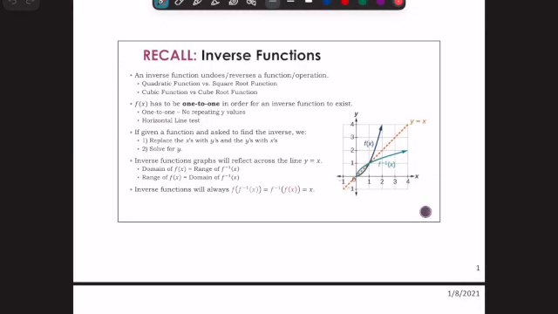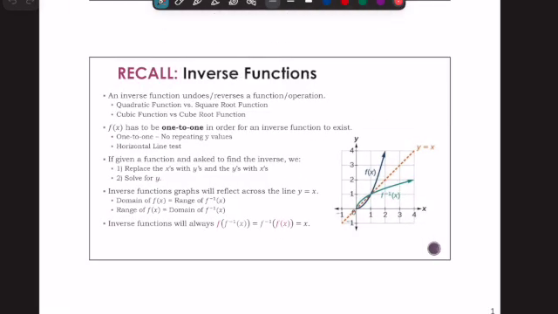So here goes nothing. A couple things to recall. Inverse functions are operations that undo the other one. Anytime you're solving an equation like 2x plus 1 equals 9, when you subtract 1 from both sides, you're doing an inverse operation. Those cancel, you get 8 equals 2x, and you divide by 2. Those are inverse operations. Cool.